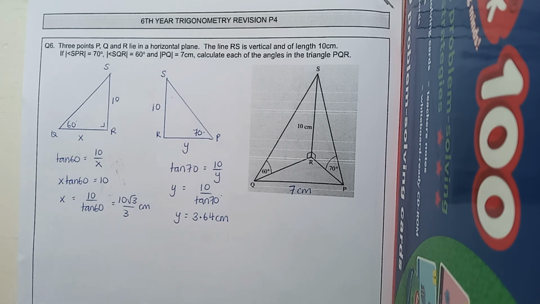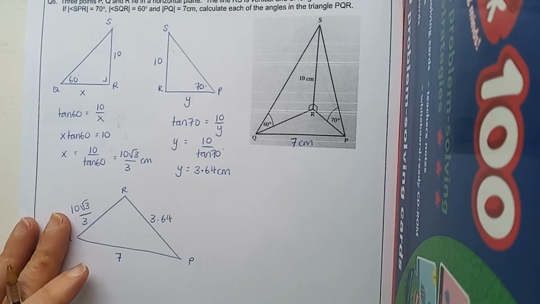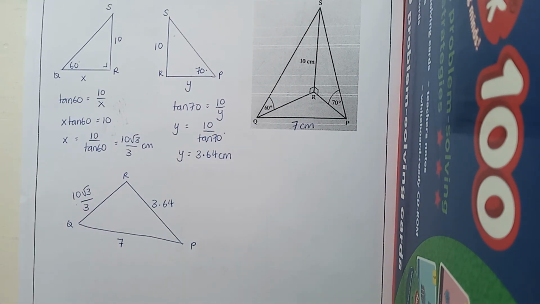Now that I've got that information, I'm going to draw my triangle QRP again and just fill in those sides that I found out. So I've got all of my sides, and now I want to find my angles. So I'll just pick which one I want to start with. I'm going to start with the angle here at R. So that's the angle QRP. I'm just going to call it QRP this time around.